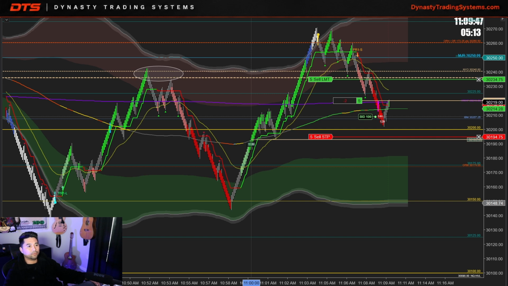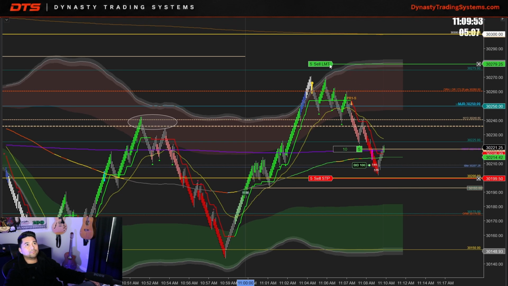I'm going to try this little scalp long here, just because I wasn't really convinced of that price action in and above that level. So I'm going to take a long there and try to target the opening range high again and/or IB high, but I don't know. We'll see what happens here.